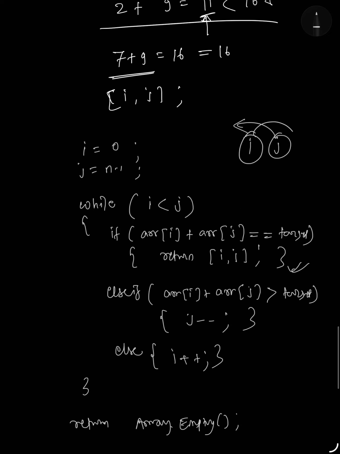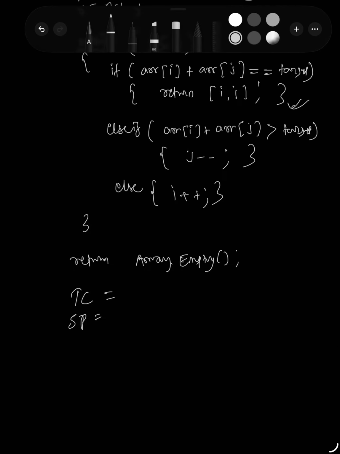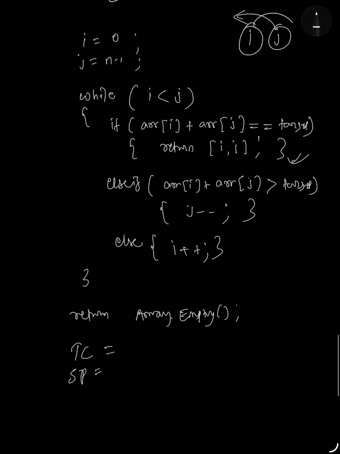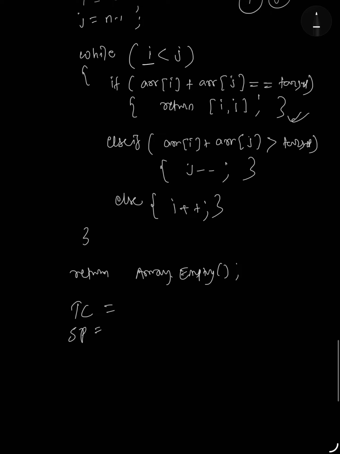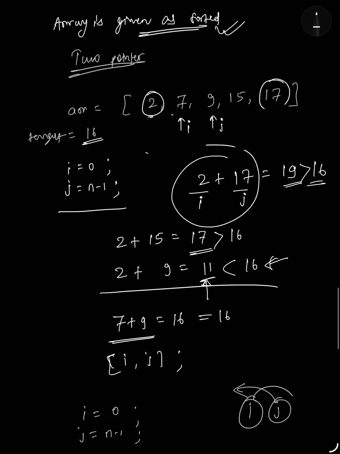Okay, now if we talk about the time complexity and space complexity of this particular approach, we are just using a 2-pointer, we are not using any extra space. We are just having i and j as pointers, which in the worst case will go over the entire array. So I will be here, j can move towards this side, or i can move towards the right side.